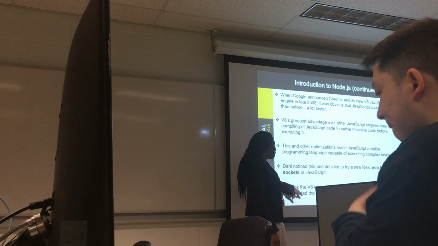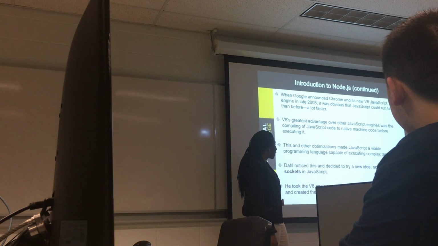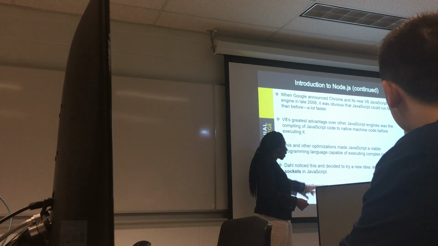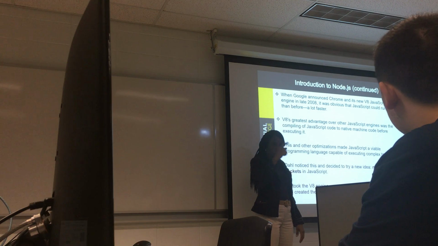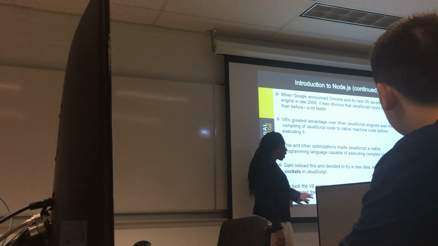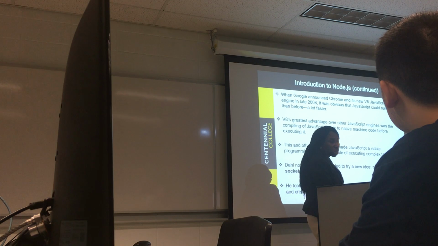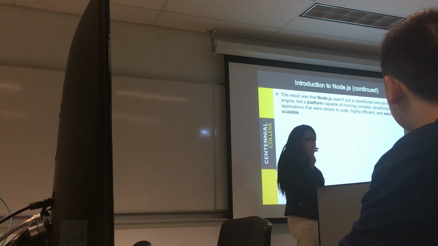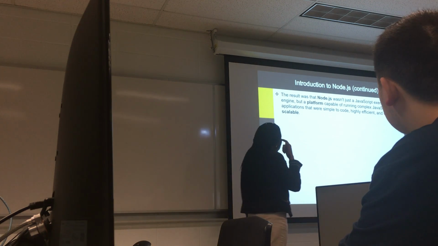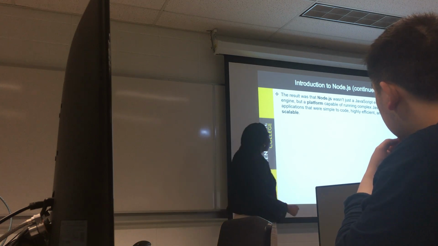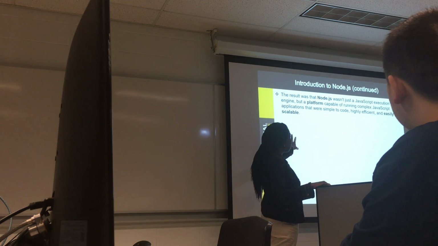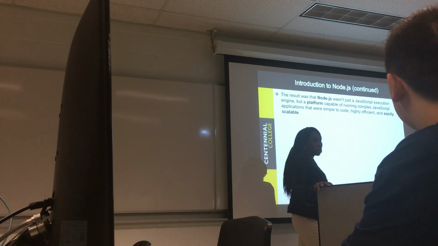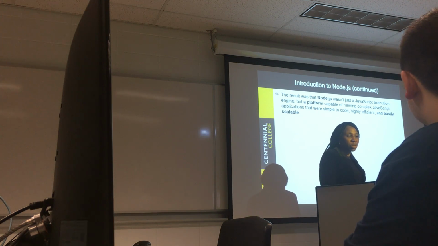So basically, we say the non-blocking socket in JavaScript, he took the version 8 engine of that JavaScript and wrapped it around C code. So that was how Node.js came into existence. If you look at some of the code, you see some C or C#. So the result was that Node.js wasn't just a JavaScript execution engine, but it became a platform capable of running complex JavaScript applications. Right. So that was how Node.js came into existence.